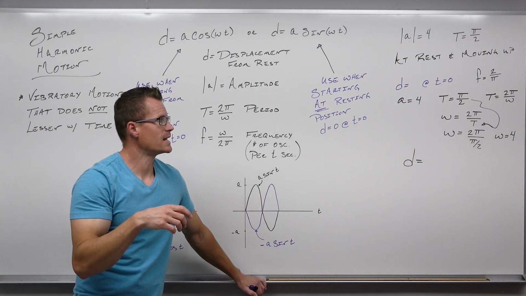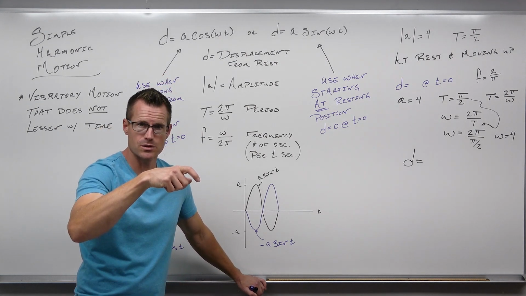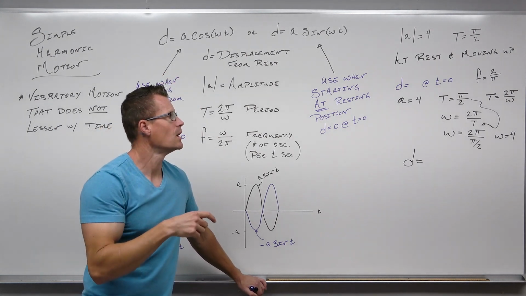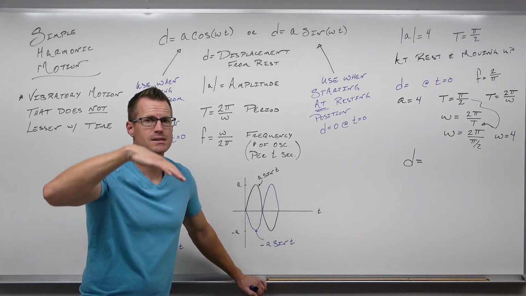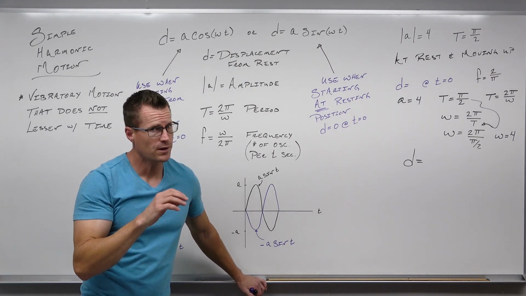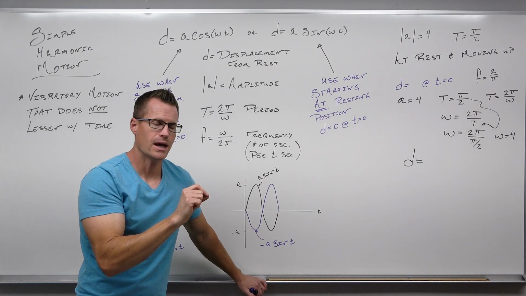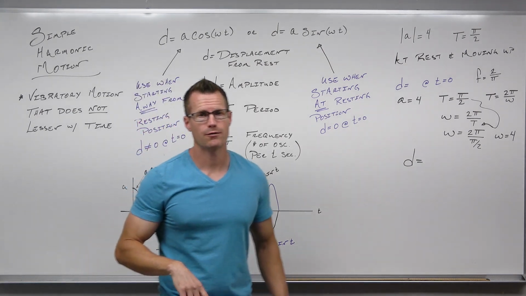So let's say that it takes pi over 2 seconds to go up and come down and go back up to hit its resting position. It's going to continue. Let's imagine that it still goes up to 4 feet. So our amplitude is still 4 feet. Our period is still pi over 2, but it's starting at rest and moving upward. Which model now fits that?